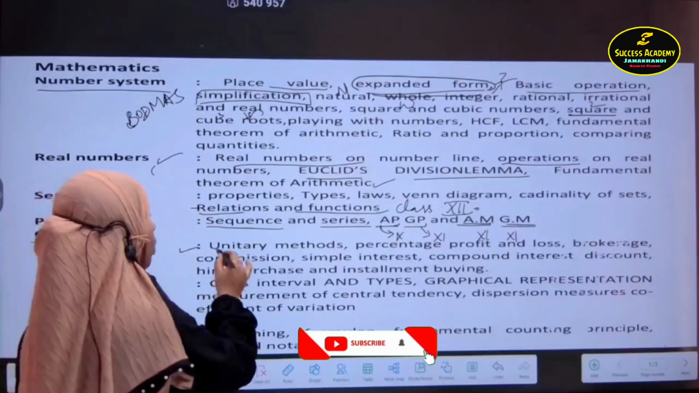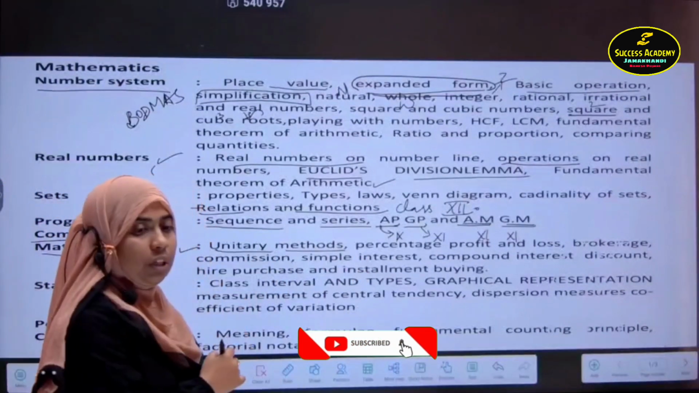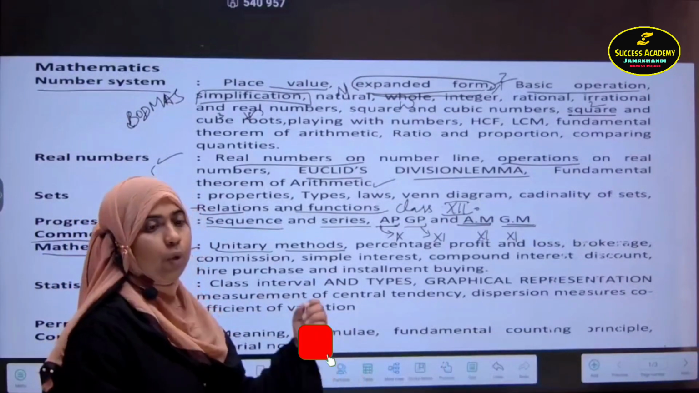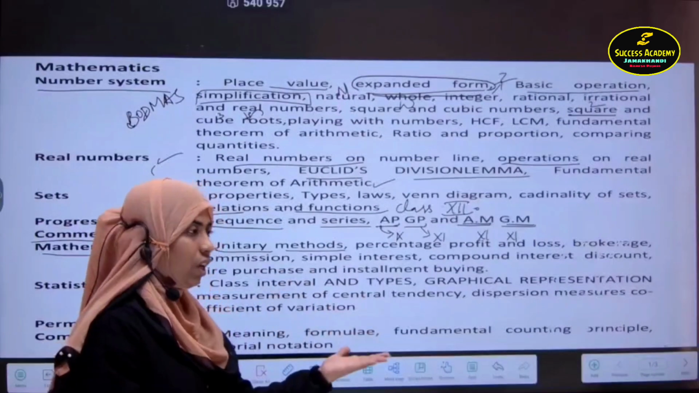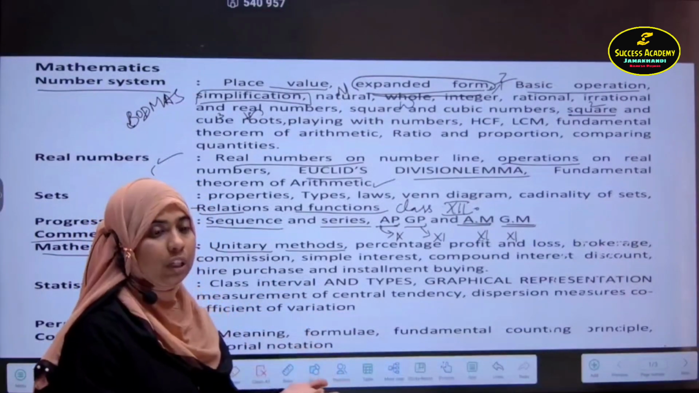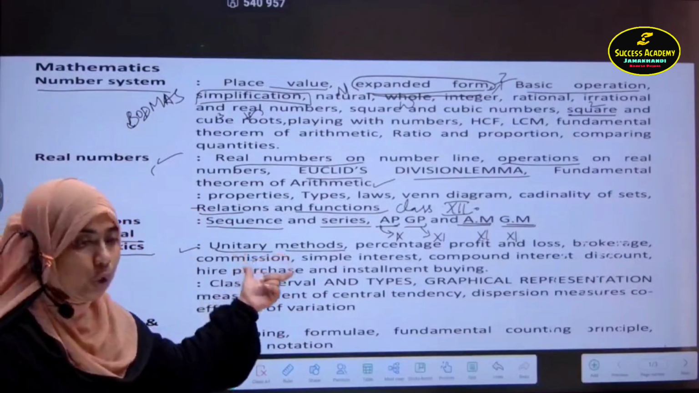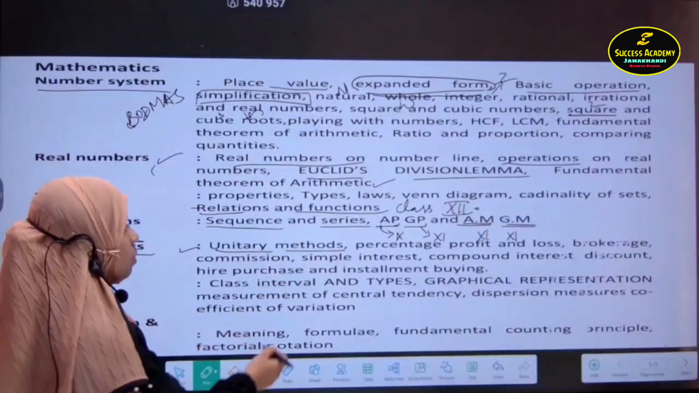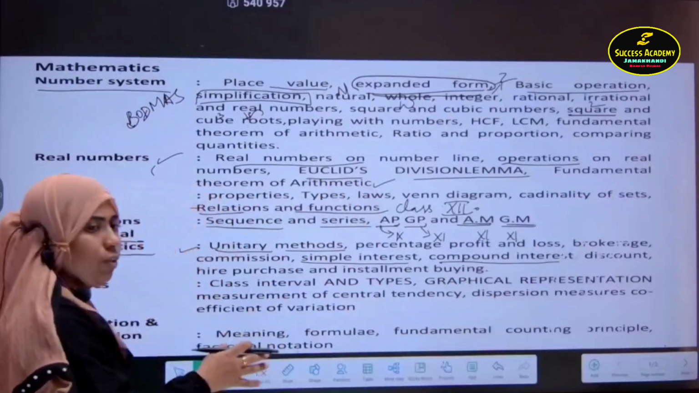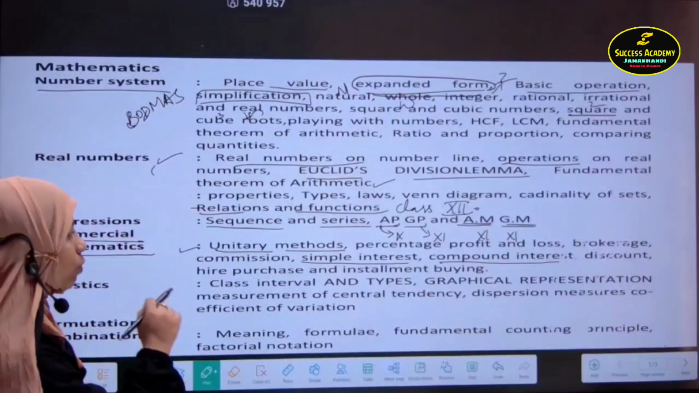Unitary method means what? If you have the cost or value of one quantity, one item, one good, then what will be the cost for a number of multiple items? That is nothing but unitary method. Then simple interest, compound interest is also a very vast topic but easy to understand. You can easily go with it.